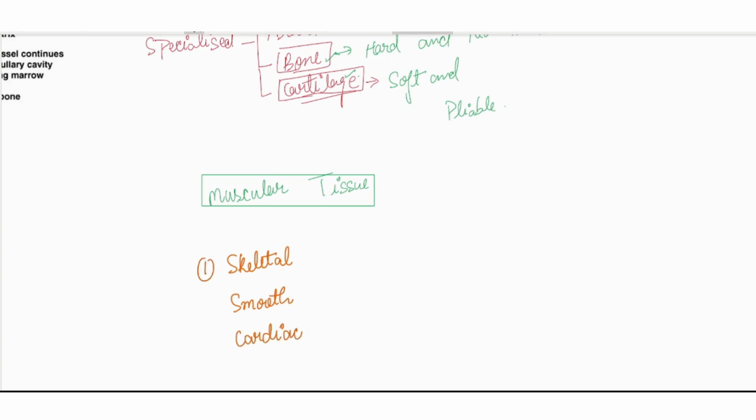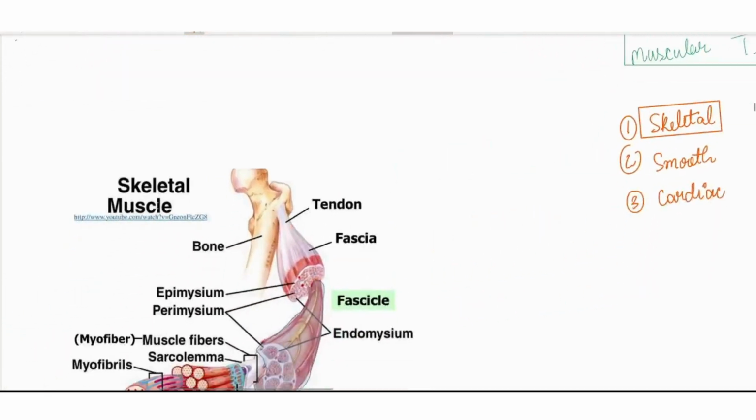So these three are very important, as well as it will help you in the human physiology chapter also, because cardiac muscles you will study in the body fluid and circulation, skeletal muscles you will study in the locomotion chapter, and smooth muscles you will study in all the chapters, because it would be part of all the smooth organs, right? So let us start with the skeletal muscles. Okay, so let's see the skeletal muscles. You can understand it better with the help of this diagram.